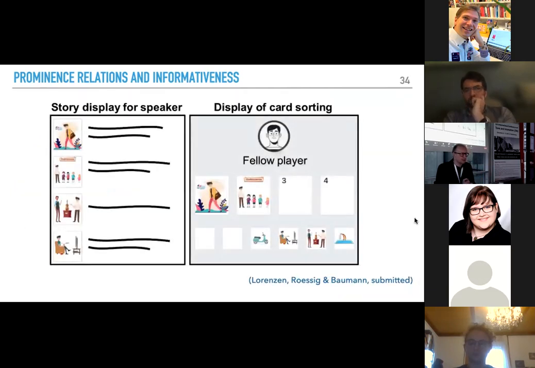So we collected our data in an interactive task via Zoom, in which we asked our subjects to read a story in such a way that a fellow player, actually a confederate, is able to remember the story and to sort picture cards in the right order, as you can see here on the right-hand side.